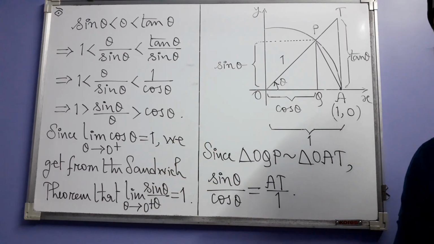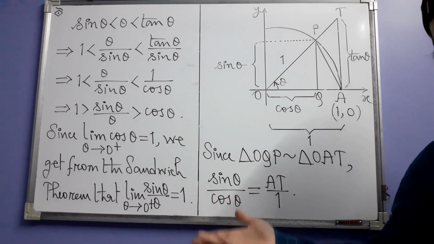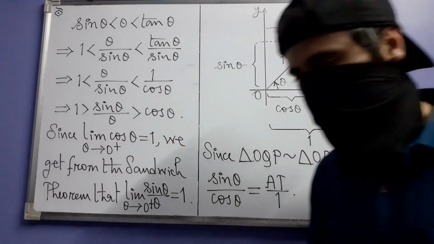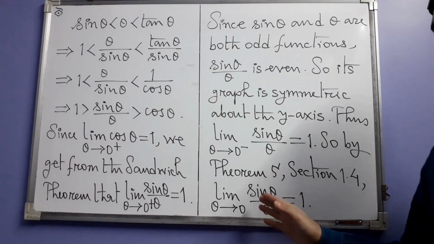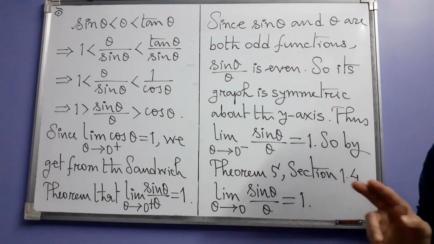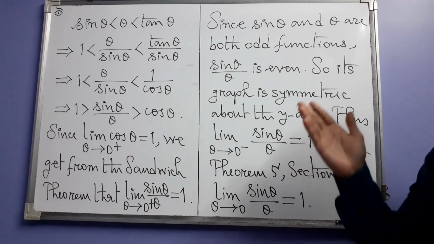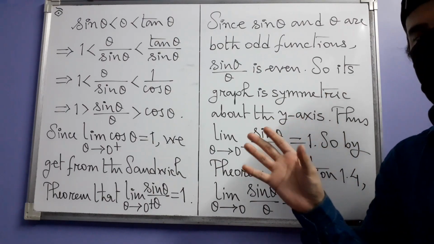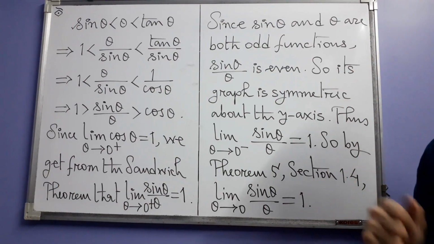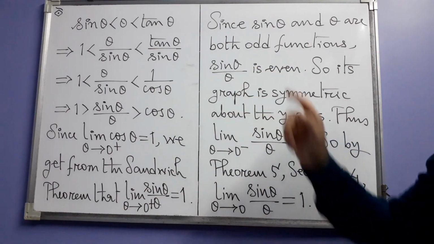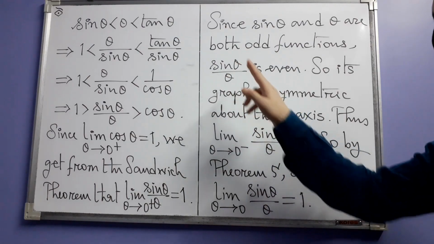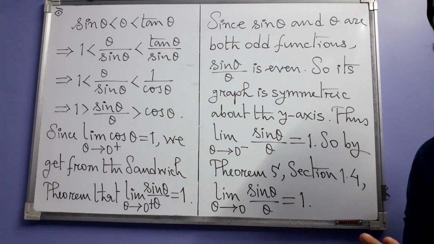Now next we have to somehow argue from this itself about the left hand limit. Let's see how. The next part of the argument is like this. We recall that the function sine theta is an odd function. We have already seen these things when we studied trigonometric functions. And theta of course is also odd. So the ratio of these two functions will be even. It's an even function.